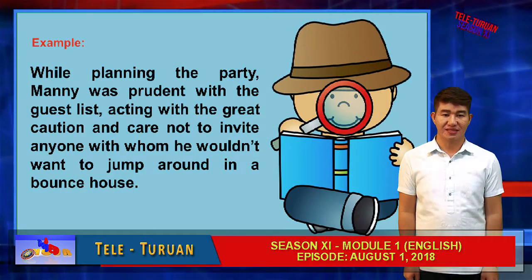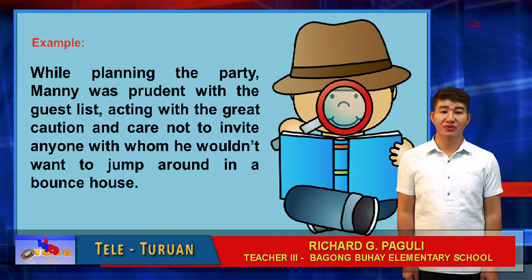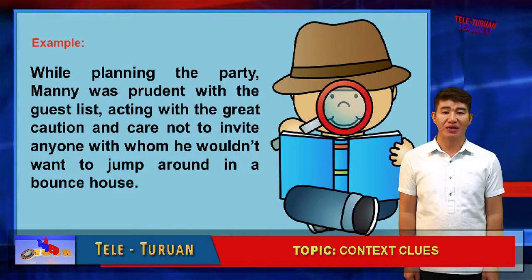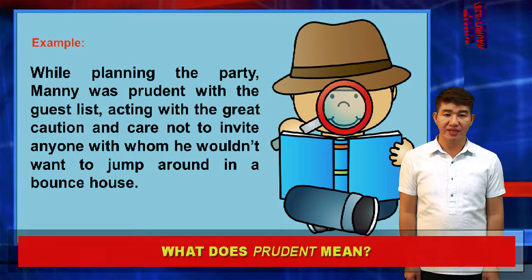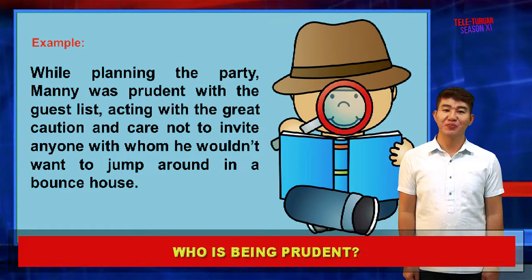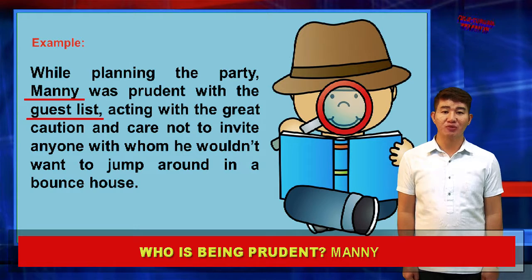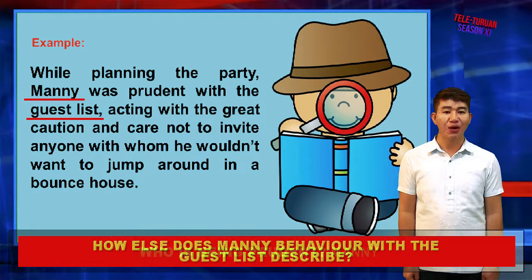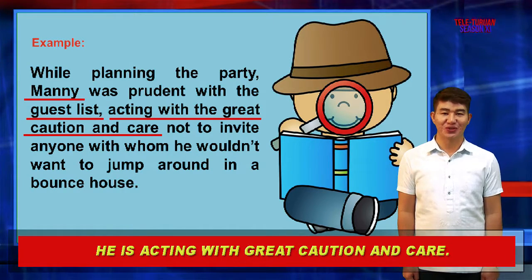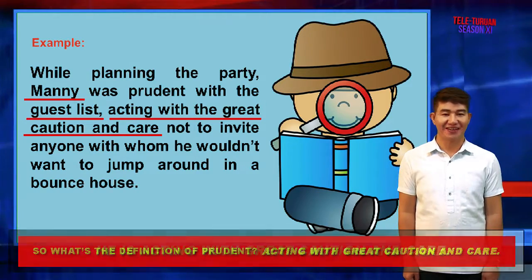Consider this sentence. While planning the party, Manny was prudent with the guest list, acting with great caution and care not to invite anyone with whom he wouldn't want to jump around in the bouncy house. What does prudent mean? In this sentence, the definition of the word is right there. Who is being prudent? Manny. With what? The guest list. You don't need to know what prudent means to figure it out. And how else is Manny's behavior with the guest list described? He is acting with great caution and care. So what's the definition of prudent? Acting with great caution and care.